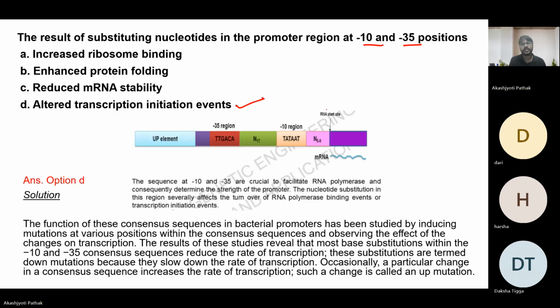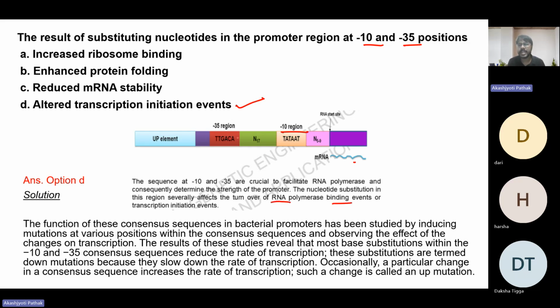So you see, this is the RNA start site, and at this region your mRNA will be transcribed. Upstream of that you have the promoter region, with a -10 region, which is called the Pribnow box, and a -35 region. The sequences at -10 and -35 are crucial to facilitate RNA polymerase binding and consequently determine the strength of the promoter. The stronger the binding of the RNA polymerase to the promoter, the more expression of the protein. So nucleotide substitution in this region severely affects the turnover of RNA polymerase binding events.